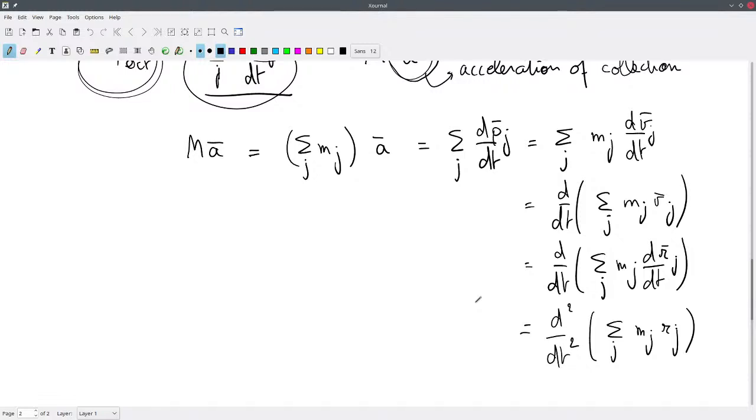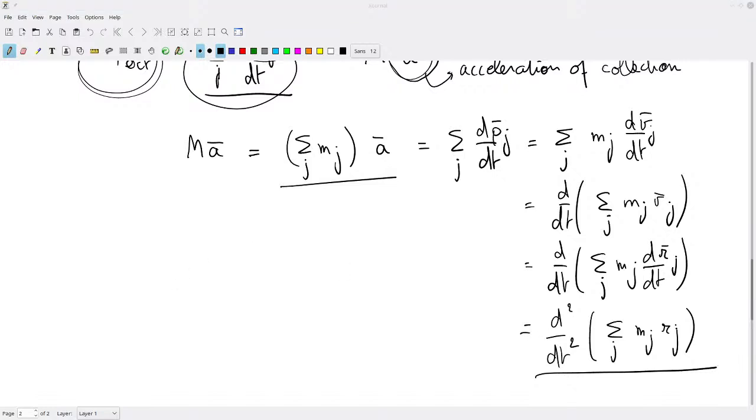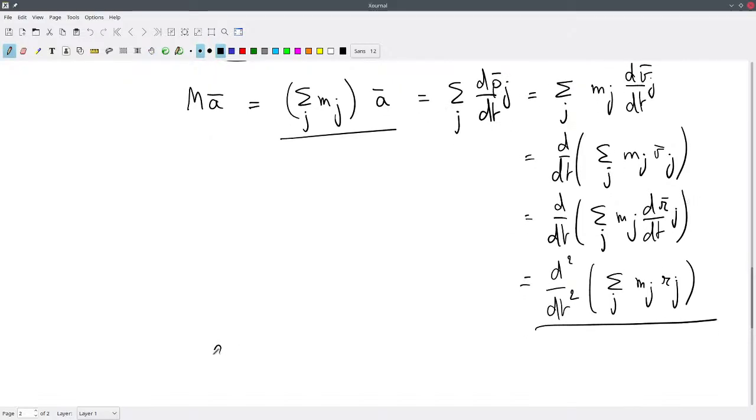So what that means is if we put this and this together, the acceleration is a vector. A is the vector d2 dt squared of the sum over j of mj rj, divided by the sum over j of mj.